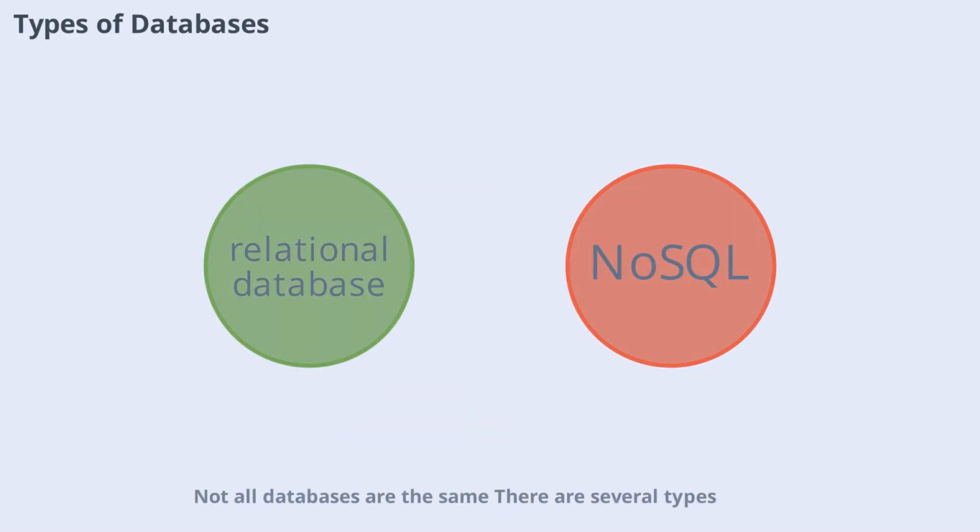Not all databases are the same. There are several types, each designed for specific needs. The most common type is the relational database, which organizes data into tables. There are also NoSQL databases, which handle unstructured data like social media posts or images. Other types include object-oriented databases and graph databases, each with unique strengths. Choosing the right database depends on the kind of data you have and how you want to use it. In the next scenes, we'll dive deeper into these types and their real-world applications.